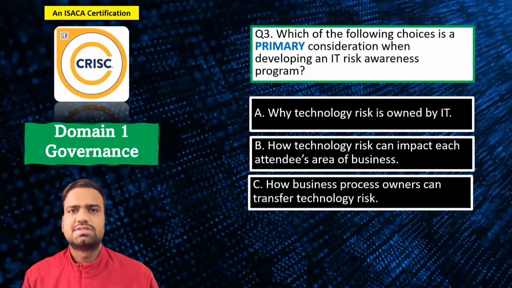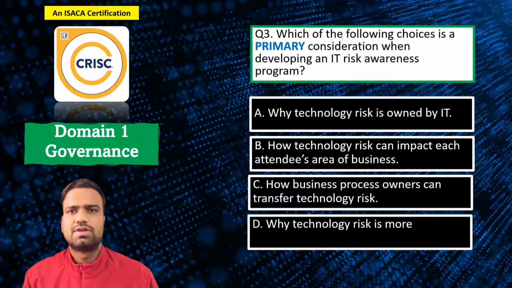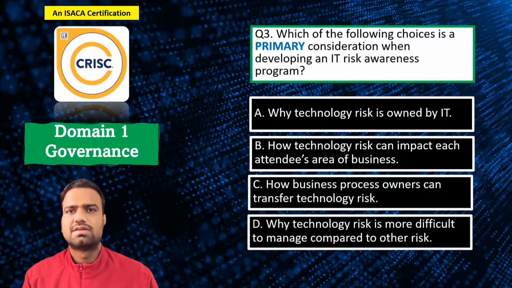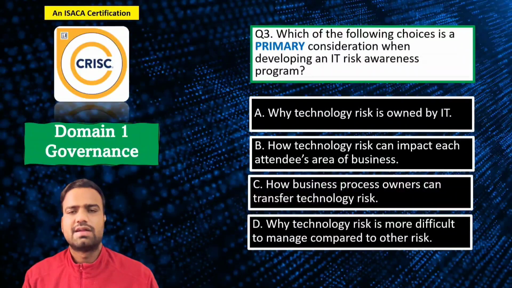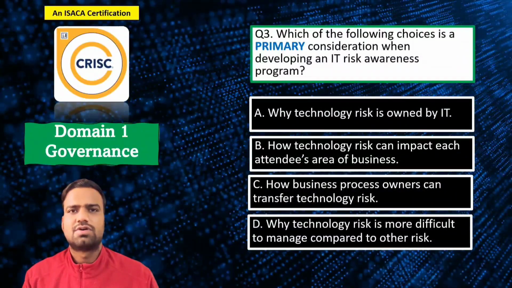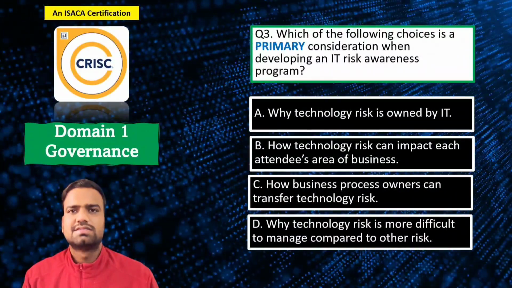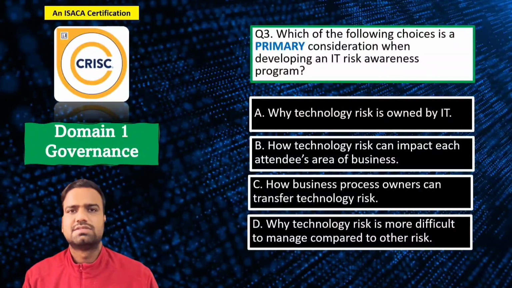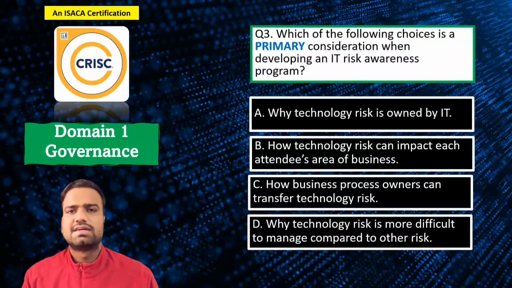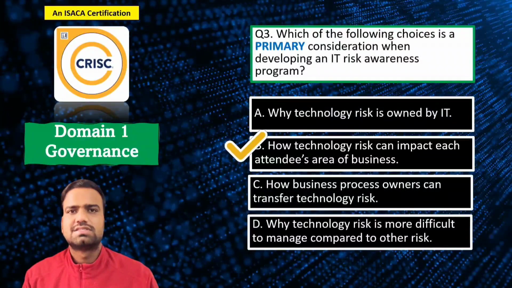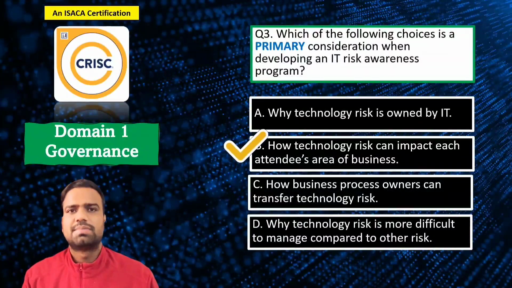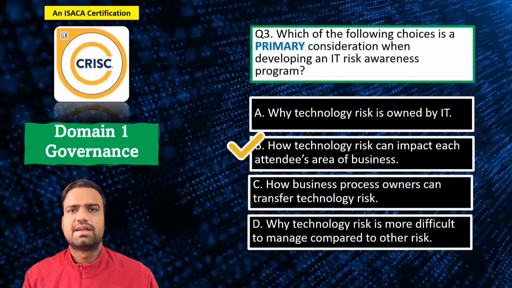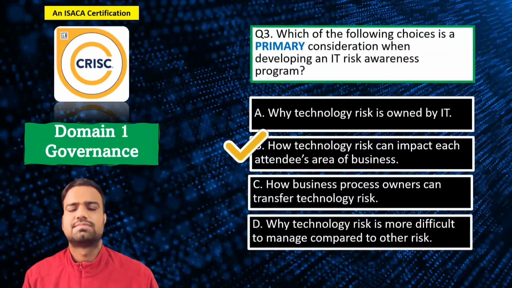And the last option, why technology risk is more difficult to manage compared to other risks. Although this is important from an awareness point of view, it is not as primary as understanding the impact in the area of business. So the right answer is B, how technology risk can impact each attendee's area of business is the primary consideration when developing an IT risk awareness program.